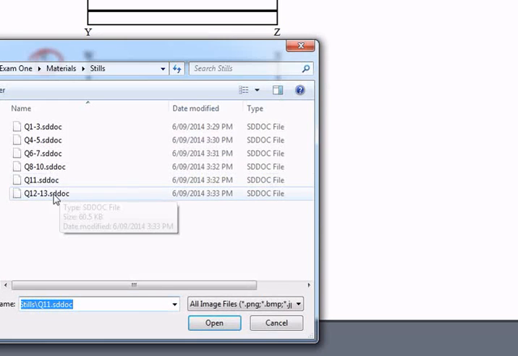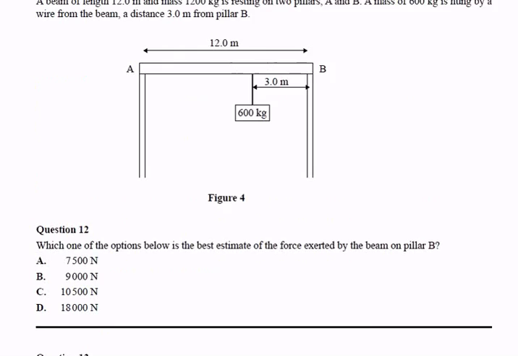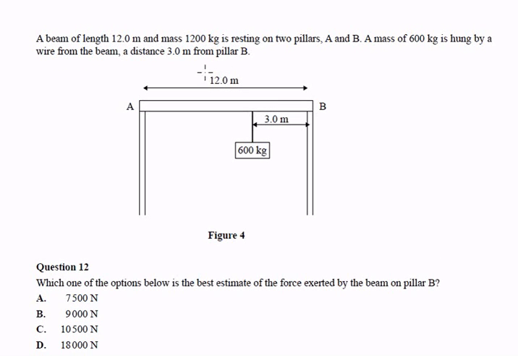I'm going to do the last two questions as well for this one. Oh, this is another torque question. There's a beam, length 12 meters, mass 1200. So I'm going to draw that 1200 first, and 1200 will be halfway. It's 6 meters. 1,200 newtons. And here we've got 6,000 newtons. Which one of the options shows the force exerted on the beam, by the beam on pillar B?